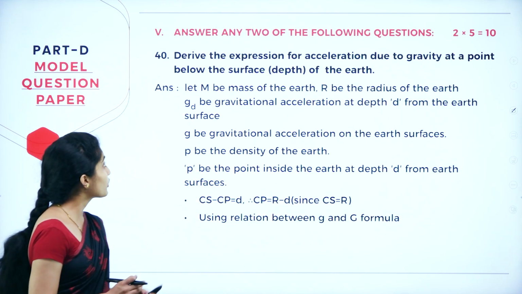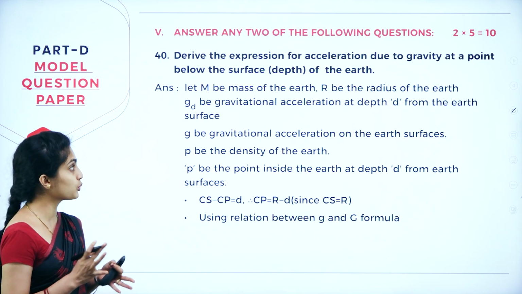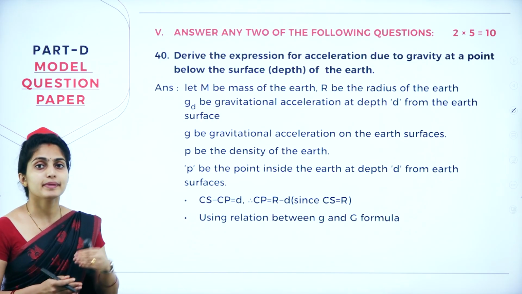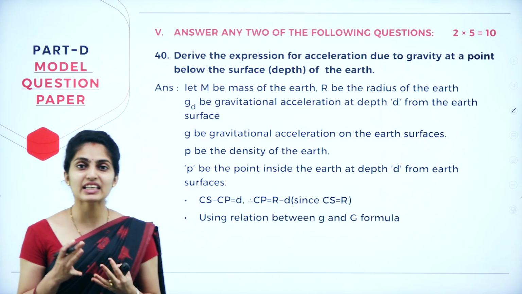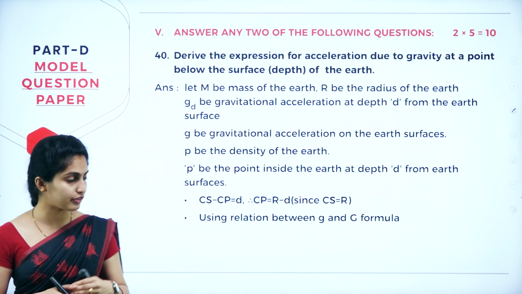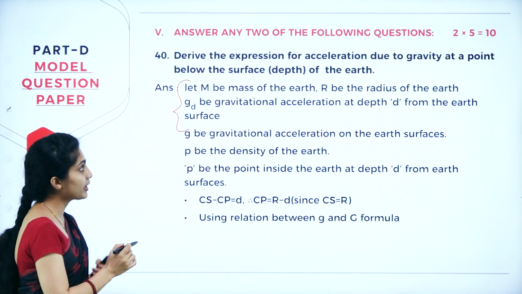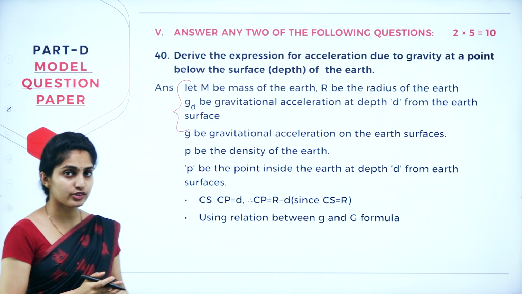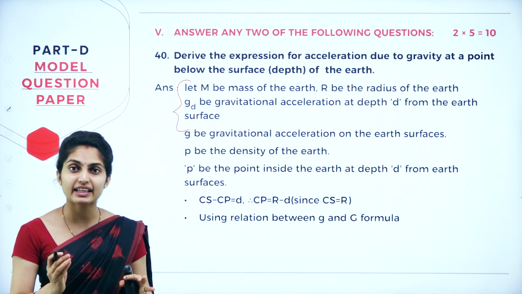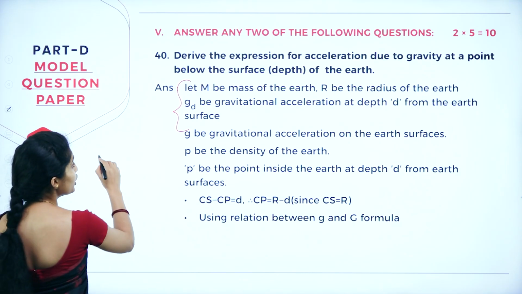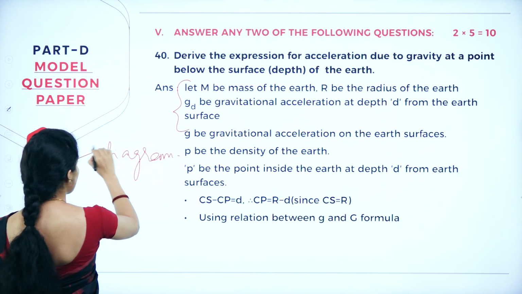So here we have derive the expression for acceleration due to gravity at a point below the surface, that is the depth of the earth. So what is that equation which is there below the surface? It's like this will be the introductory part. Okay, let M be the mass of the earth and R be the radius of the earth, like that. You can give the introductory part only if the diagram is there. So you will have to draw the diagram. Okay, so diagram is very important.